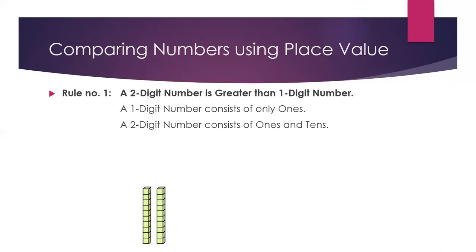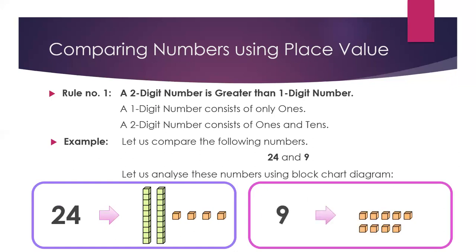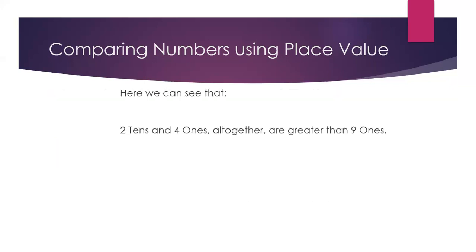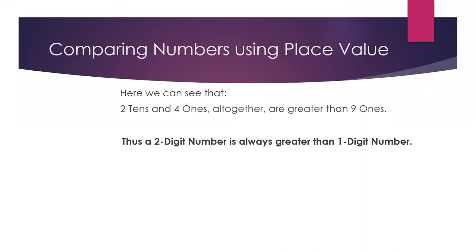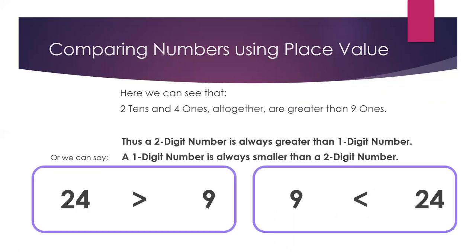Let us take an example. Here we have two numbers, 24 and 9. The number 24 consists of tens and ones. In 24 we have two tens and four ones, whereas in 9 we have only nine ones. So it is very clear that 24 is greater than 9. Thus, a one-digit number is always smaller than a two-digit number.